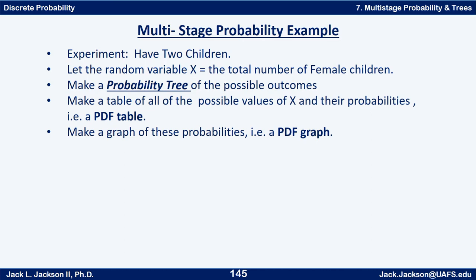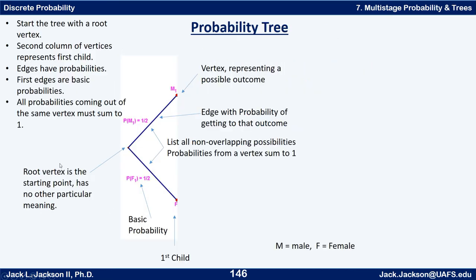Okay, so let's do that. Since this is the first time I've introduced the idea of a tree, I'll work you through the details. So we start out here with our tree at what we call our root vertex. It doesn't really mean anything except that that's where we're starting. And then this next column of vertices, these little dots, are our possibilities.